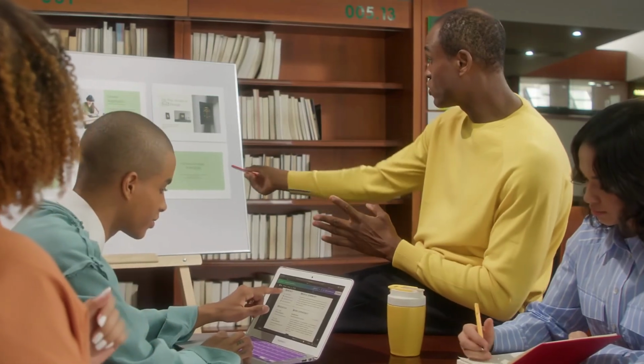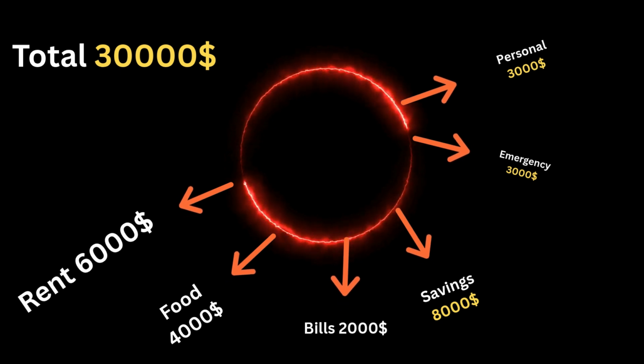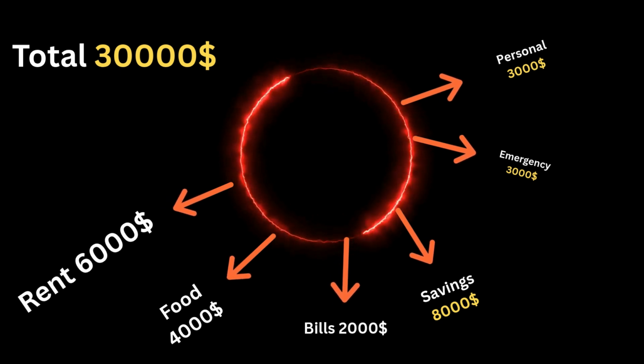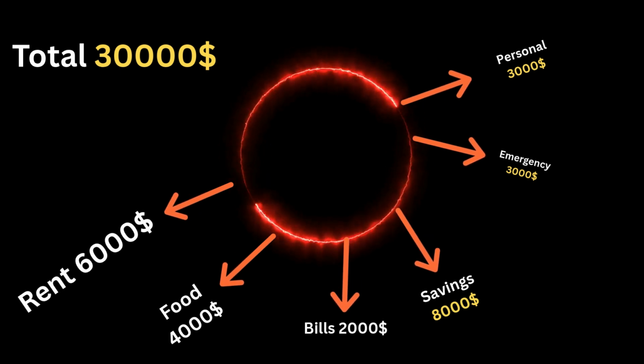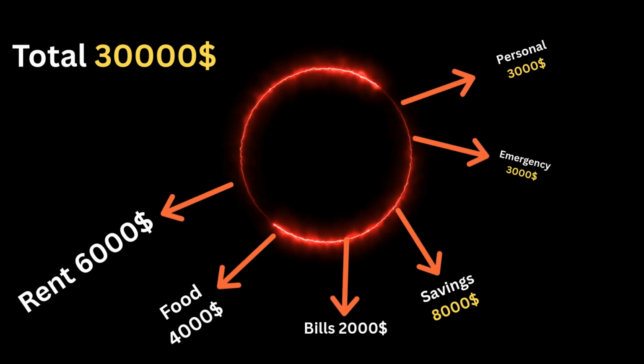Part 3. Real example, my 30,000 rupees budget: rent 6,000, food 4,000, bills 2,000, savings 8,000, emergency fund 3,000, personal 3,000, total 30,000, 0 left. Visual chart animation showing categories.